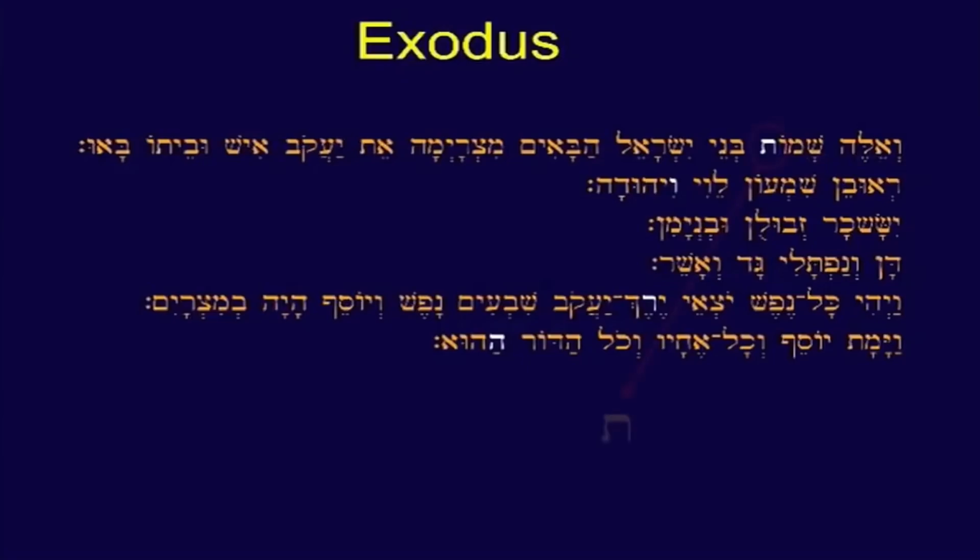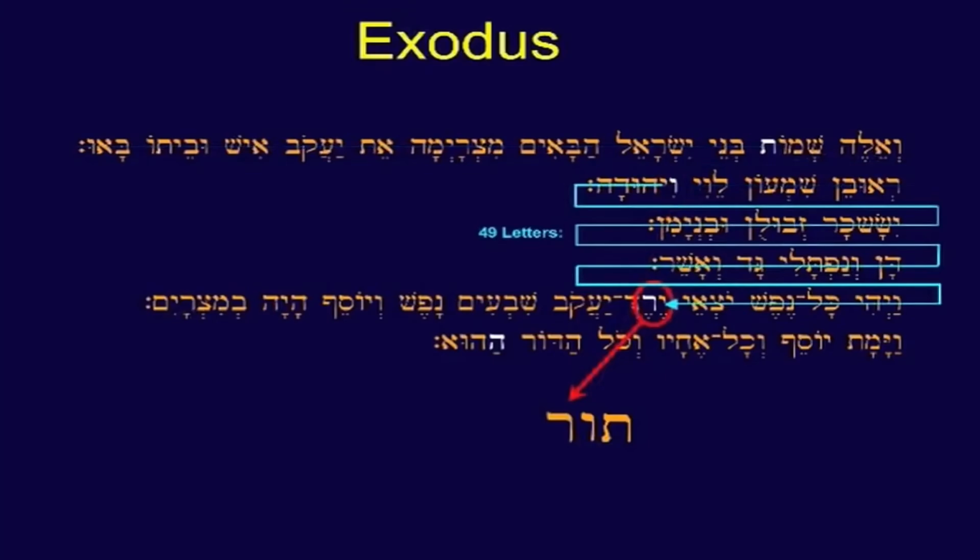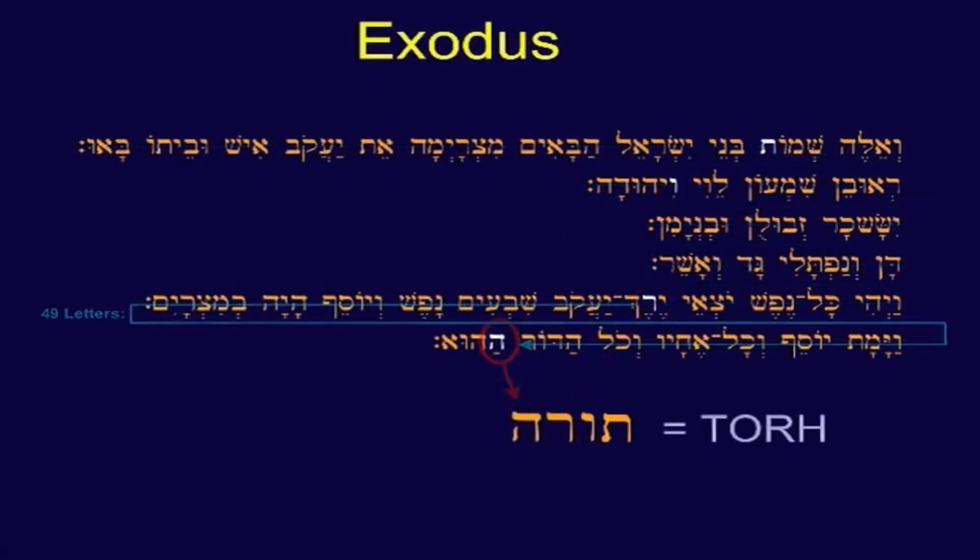Okay, so you say, well, gee, that's cute. Could be just an accident of circumstance. Yes, it could, I suppose. Let's take a look at Exodus. Same thing happens. You go to the first Tau, count 49 letters, you get a Vav. Count 49 letters, you get a Resh. Count 49 letters, you get a He. And again, you spell Torah. Now, for it to happen twice that way starts to suggest somebody did it on purpose.